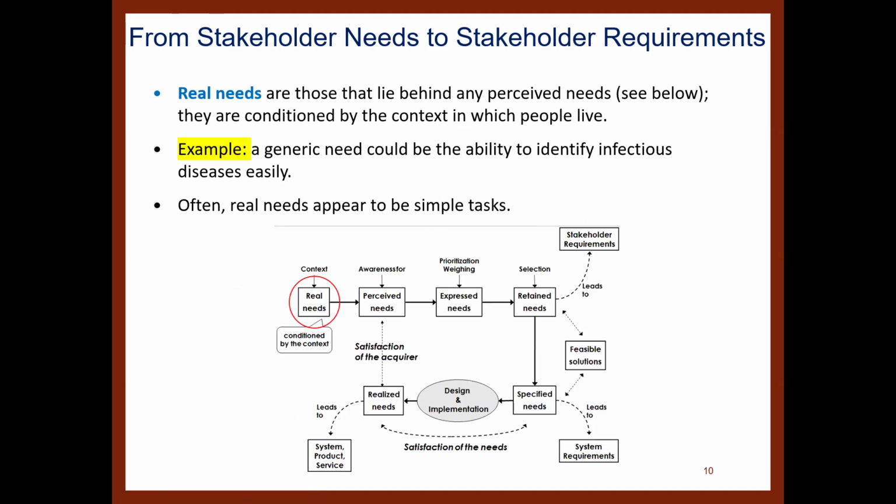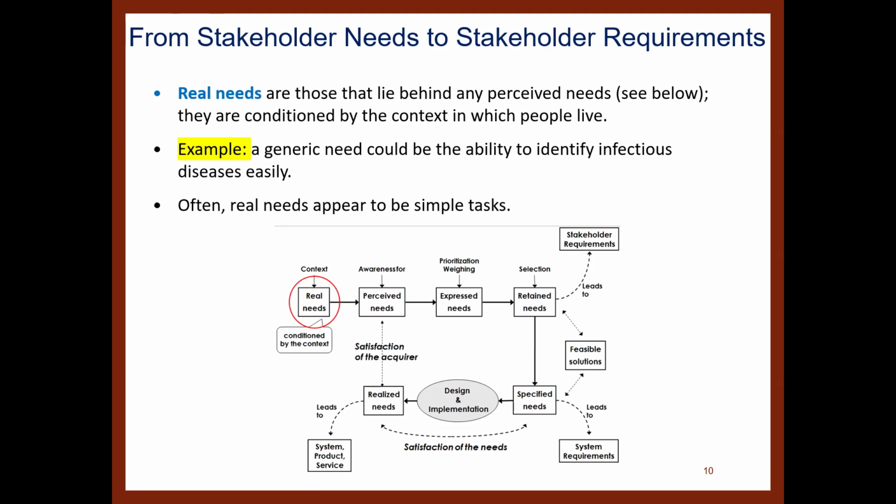So we start with the real needs, those that lie behind any perceived needs. So as you can see here, this highlighted top left part. So for example, a generic need could be the ability to identify infectious diseases easily. So a need that was present a few years ago here in the United States and in the world.